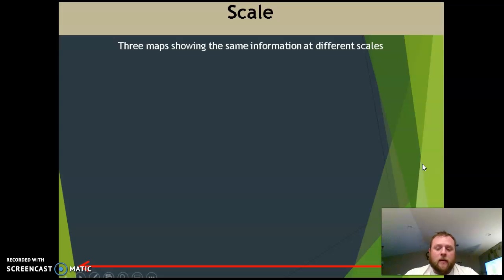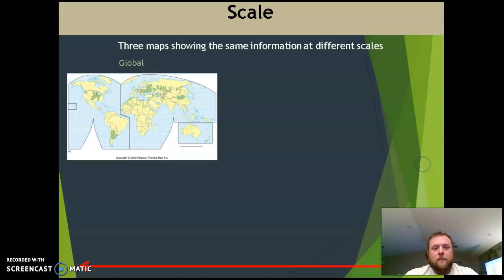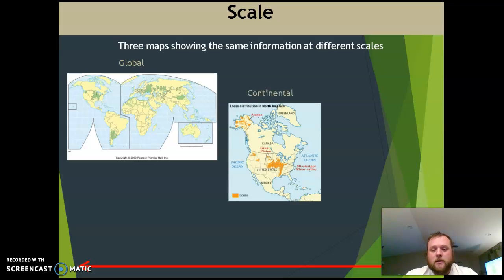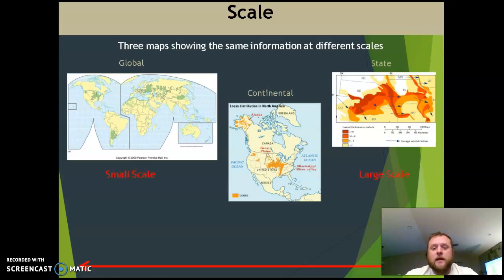Now, talking about scale and scale bars, we're going to see three different maps right here showing the exact same information at different scales. We see a global map, a continental map, and a state map of Nebraska and Iowa, and a little bit of South Dakota. And we see that there's a scale relation between all of this.